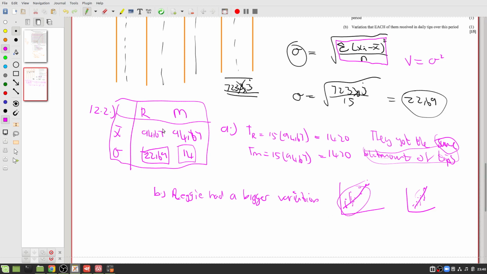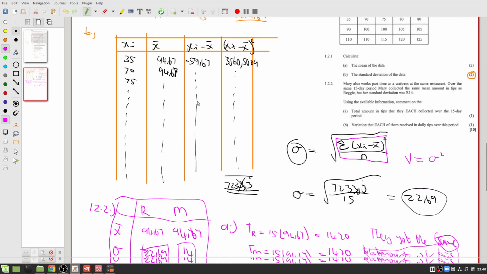So basically it just says that some days Reggie got a lot more than 94.67, some days he got a lot less. Mary, on the other hand, got closer to 94.67 most days. So I would just want to say Reggie had a bigger variation, or Mary had a smaller variation, or less variation in the tips she received each day. Okay, I hope this was helpful, especially how to calculate the standard deviation without a calculator. And I mean, this is useful when the numbers aren't as ugly, right?